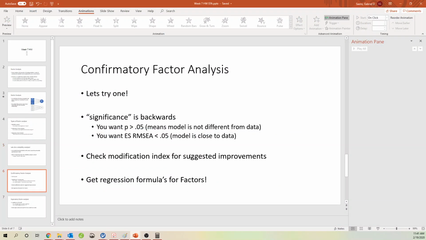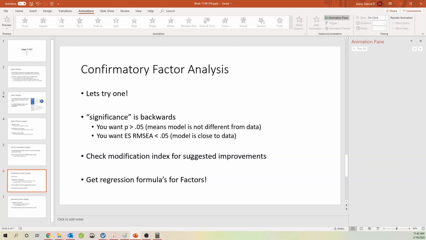We're going to take a look at confirmatory factor analysis. A couple points about CFA is that your significance is going to be backwards in CFA. We actually want a non-significant result. That non-significant result is going to tell us that the model is not significantly different from the actual data. In other words, what we expected to find and what we actually found were not significantly different, and that's good.